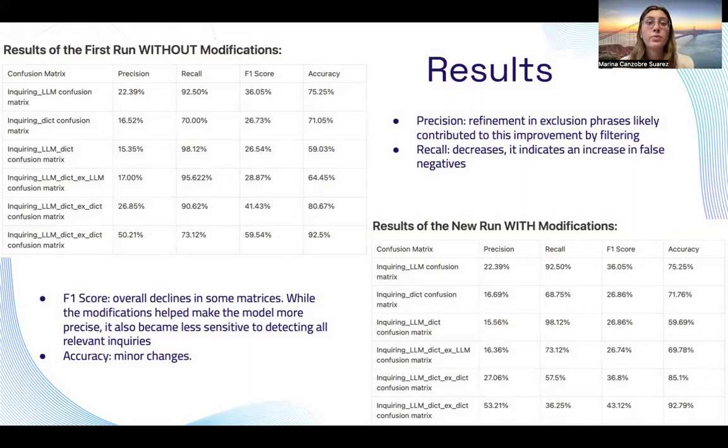As a conclusion for this part, the modifications to the exclusion phrases and dictionary entries led to slight improvements in precision, but caused significant drops in recall for some confusion matrices. This trade-off resulted in mixed outcomes for the F1 score and accuracy. The primary reason behind these changes is the stricter filtering of phrases, which helped reduce false positives, but also excluded some relevant inquiries, increasing false negatives.